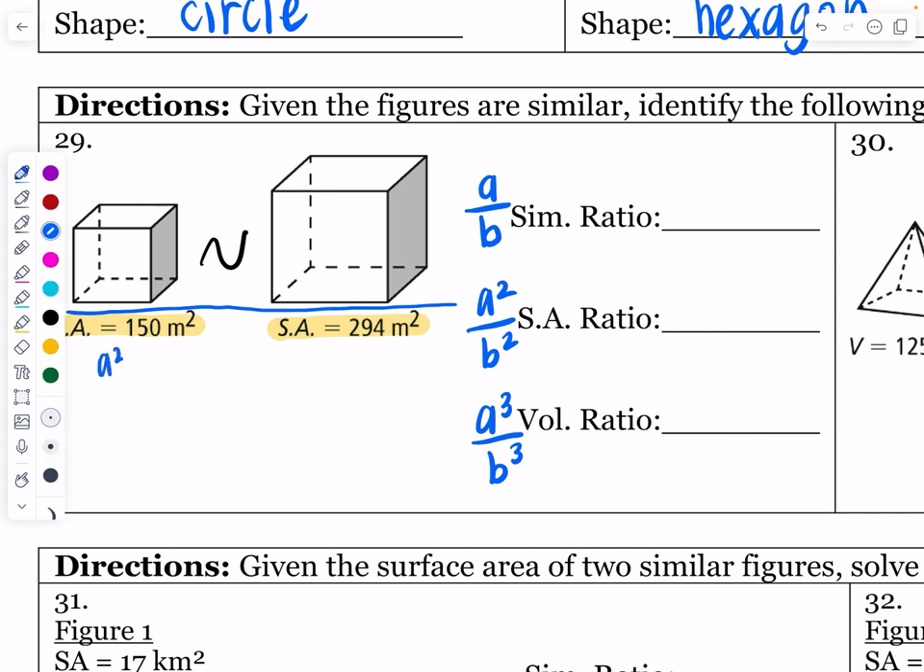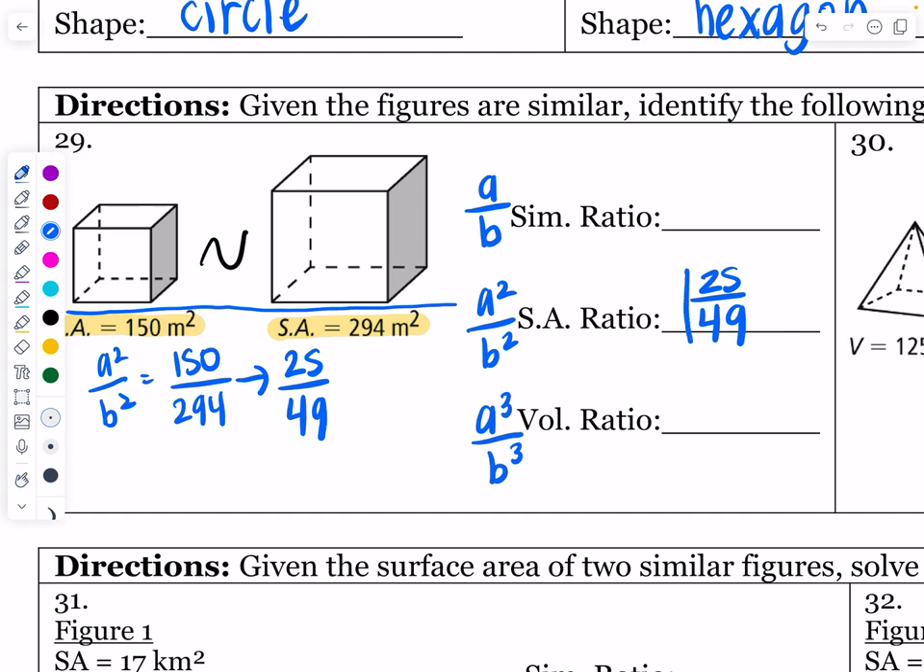So that's going to be my a squared over my b squared. So player 1 had a surface area of 150. Player 2 had a surface area of 294. And the first thing we're going to do is reduce this. So 150, fraction button, 294. That is going to reduce to 25 over 49. So that's what I put for my surface area ratio. 25 over 49 is going to be my a squared over my b squared ratio.